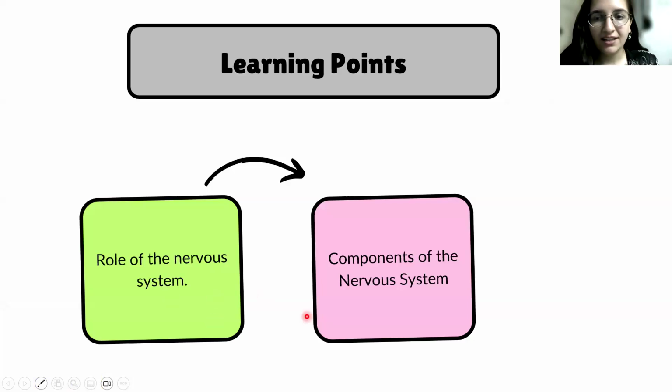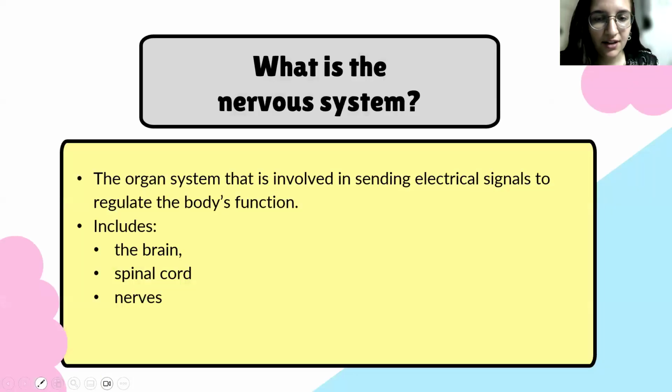By the end of the lecture, now that we've gone through everything, you should be able to describe what the function of the nervous system is, what its role is, and you should also be able to share what the components of the nervous system are, which are the brain, the spinal cord, the nerves, and then a bit deeper into what the nerve looks like, what the spinal cord is like, and the different types of nervous systems.